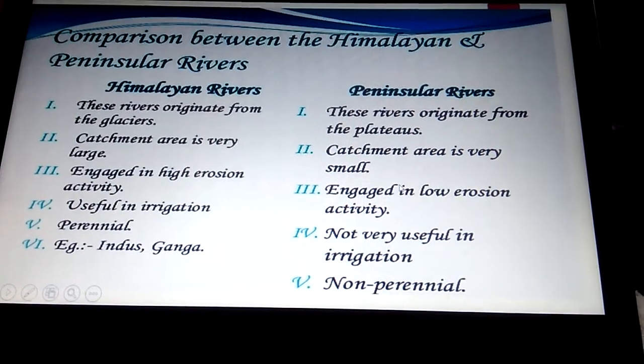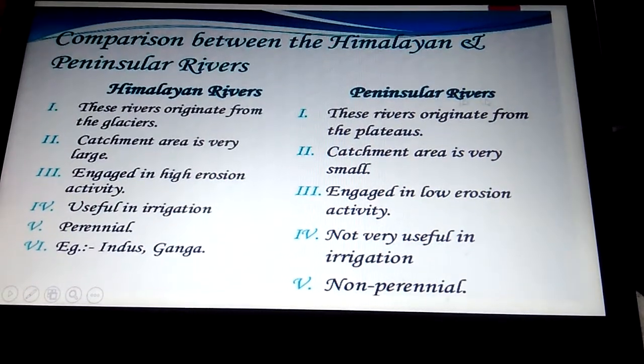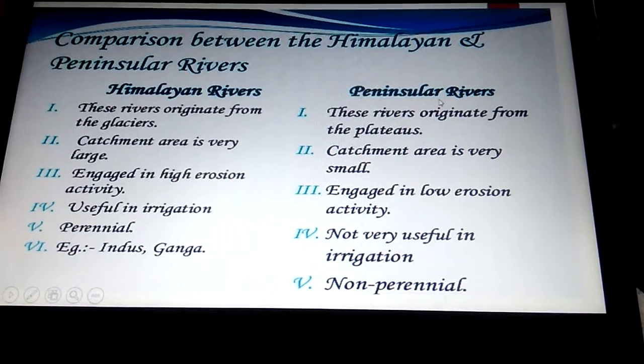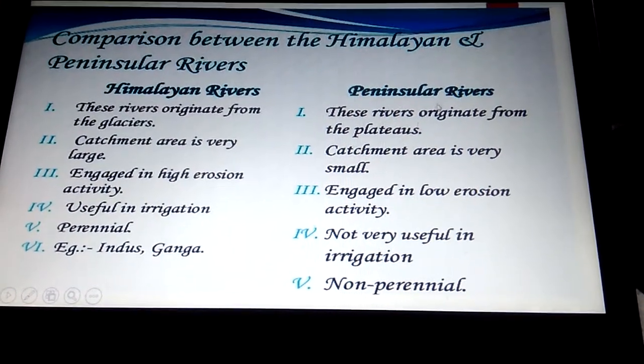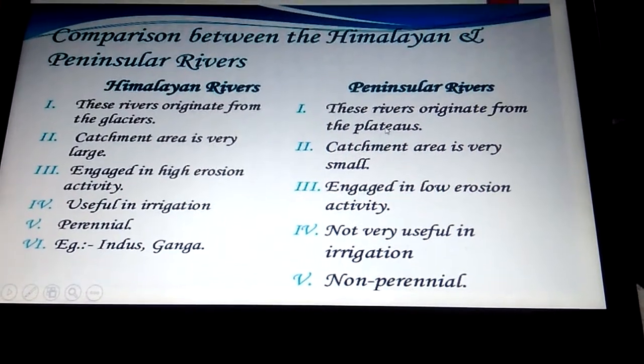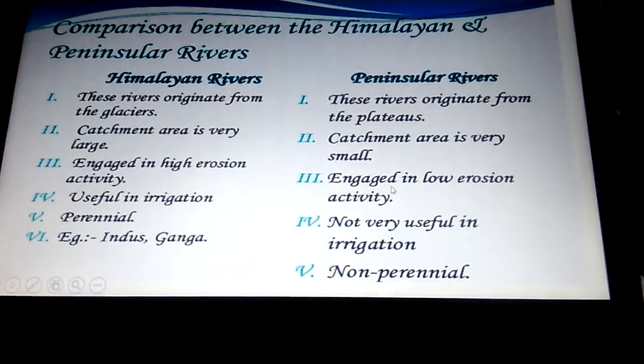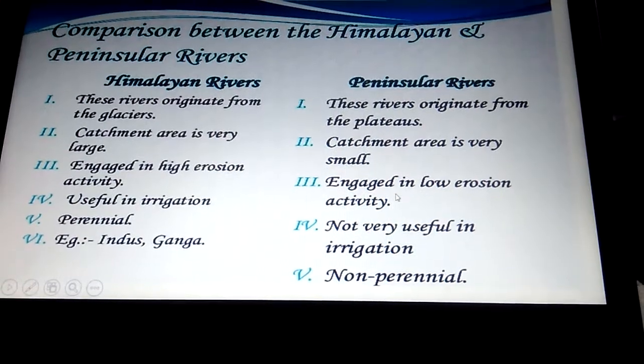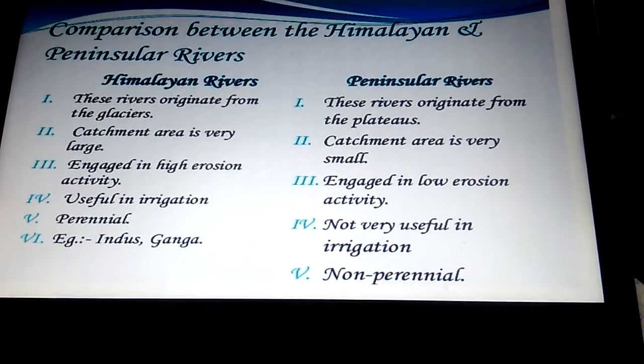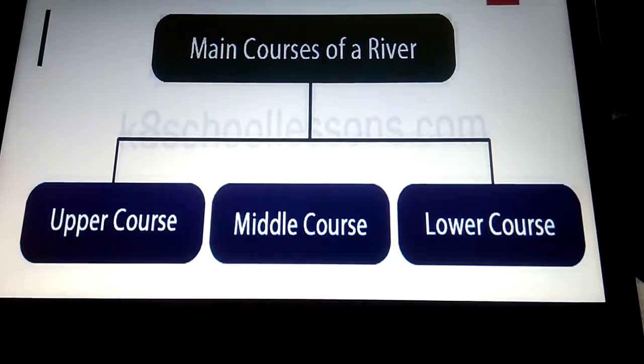Apart from this, the rivers which are found in the peninsular part of India, we call them what? Peninsula river system. They originate from the plateau, the catchment area is small, they are involved in low erosional activity, and these rivers are seasonal in nature.